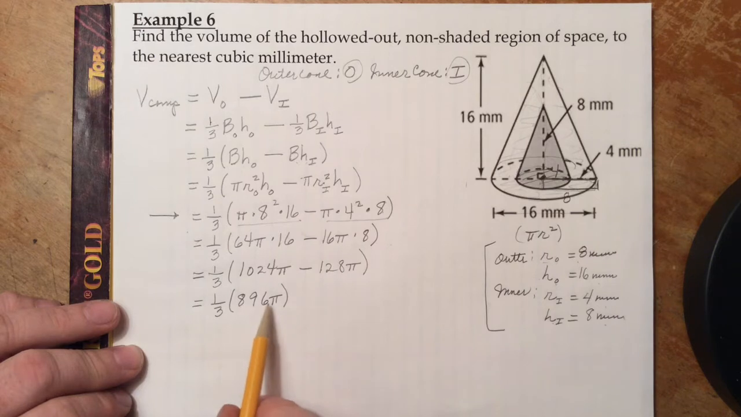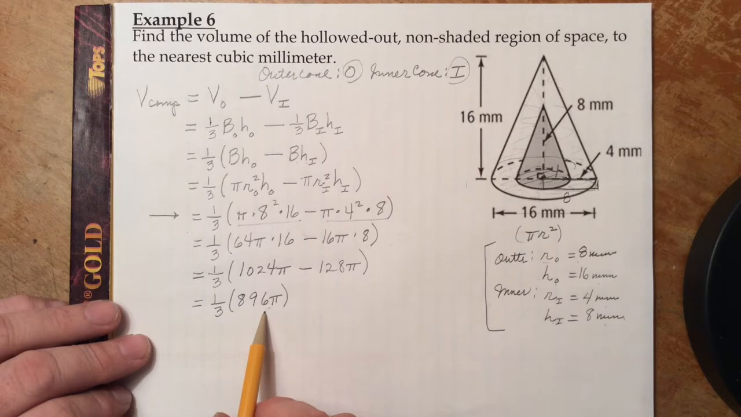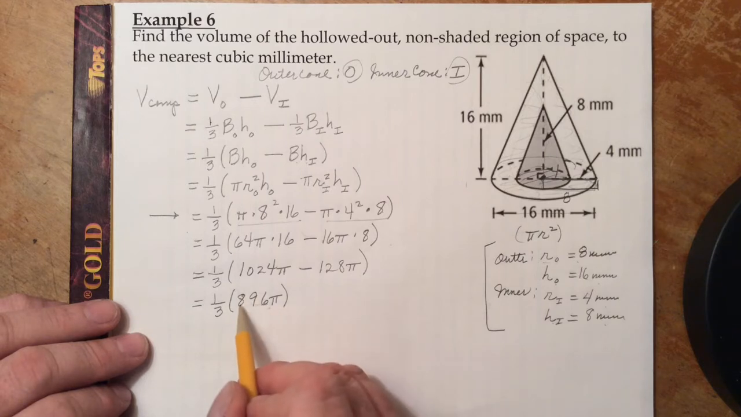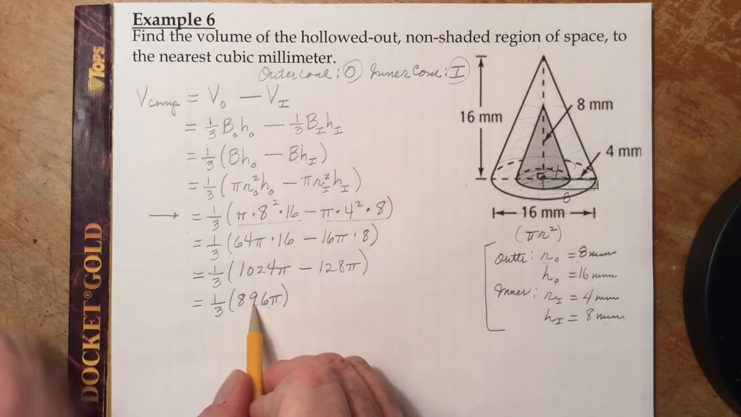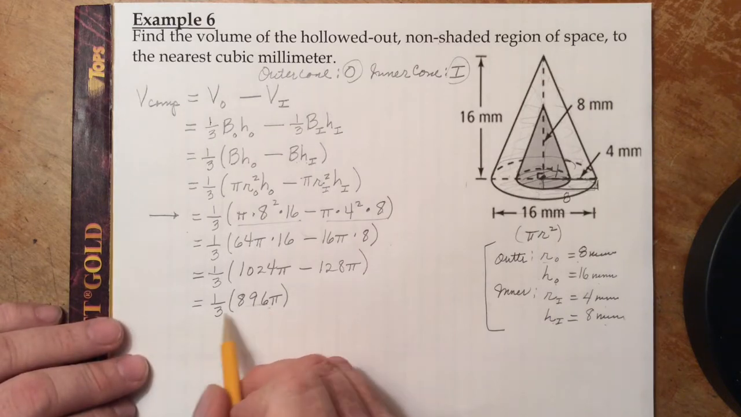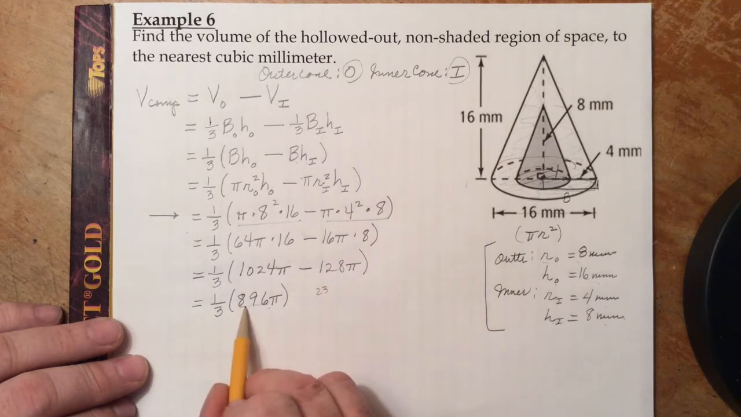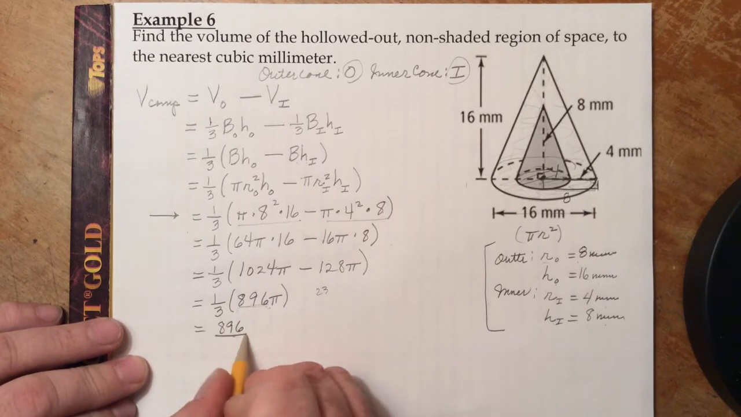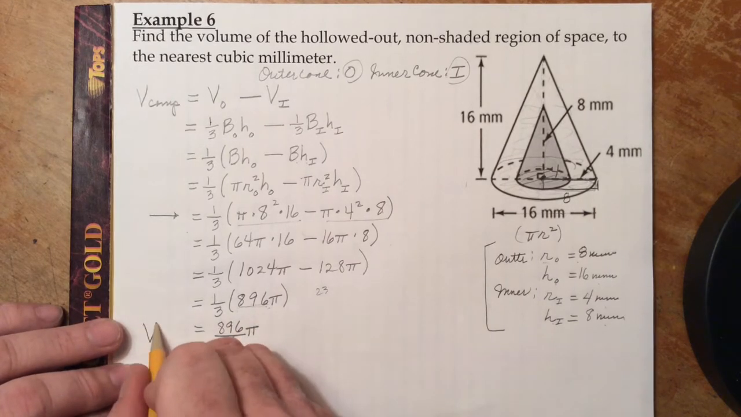Now, 896 is not divisible by 3, and the reason I know that so quickly is because I happen to know the divisibility rule for 3. Add the digits. If the sum of the digits is not divisible by 3, then the number is not divisible by 3. Like this: 8 plus 9 is 17, and then you add 6 to 17, 23, and 3 won't go into 23, so it will not go into 896. So we are left with 896 thirds pi, which is the volume of our composite.